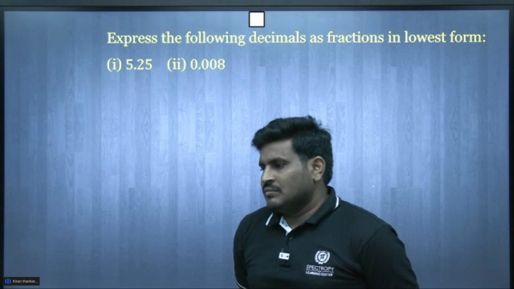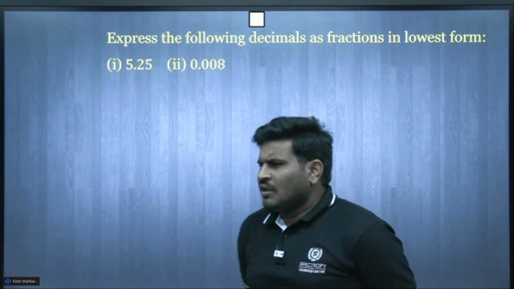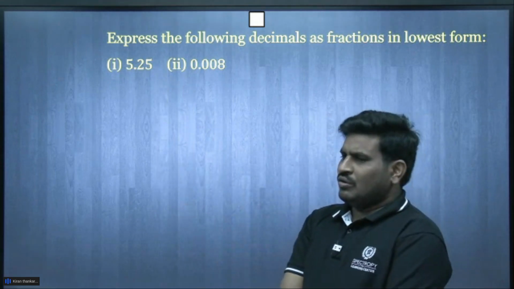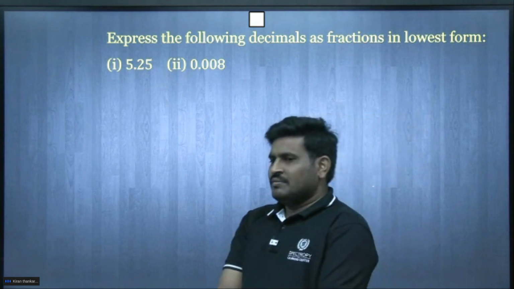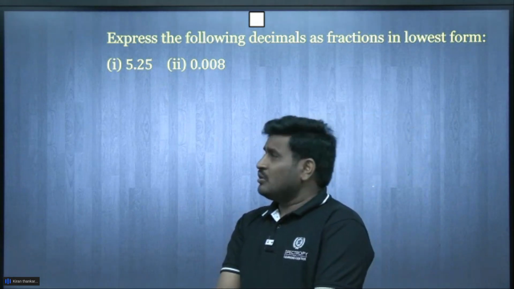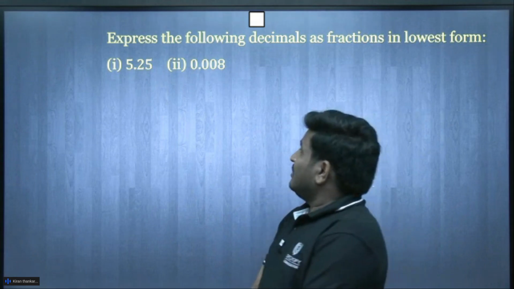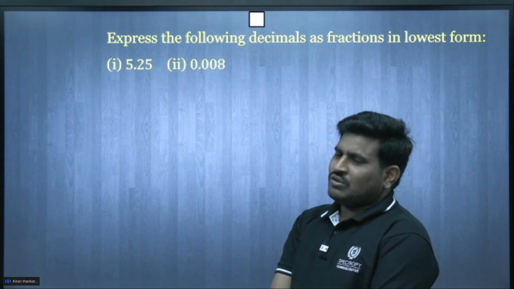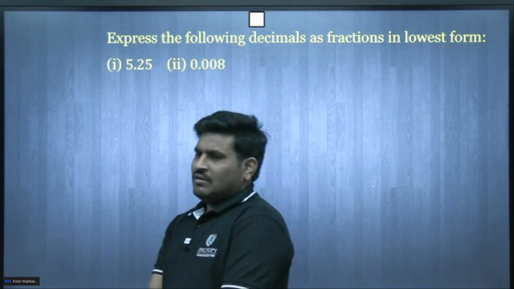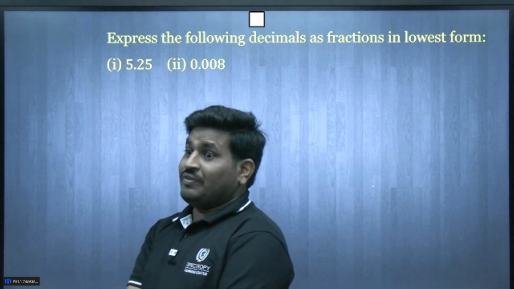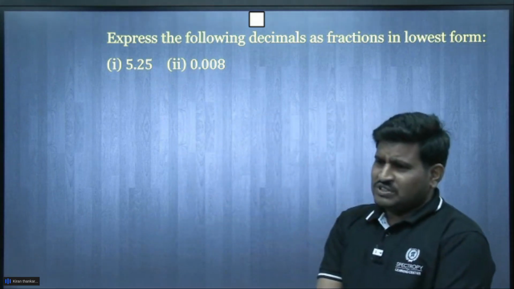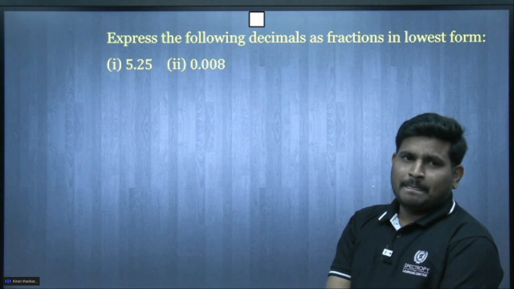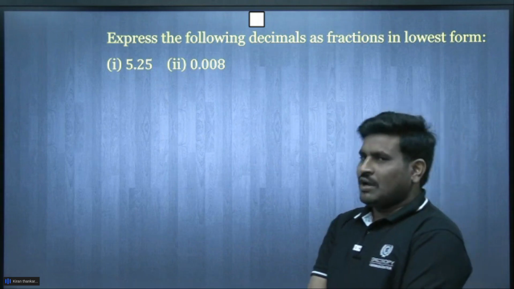Sir, there is no bar given, so we should not take it as repeating. Why do you take the repeating terms here? No bar is given. Why do you keep x equal to 99? Read the question. When there is a bar, take x that way. Without a bar, you can directly convert to the fraction, 525 over 100, and then simplify. Oh, the bar is there? Okay. Bhargav, if you have any doubt?